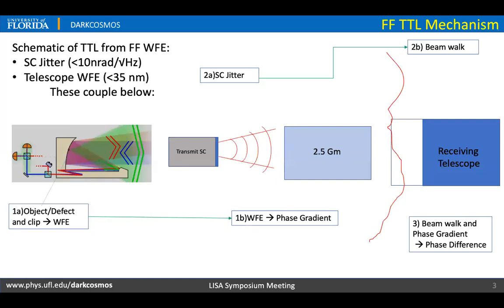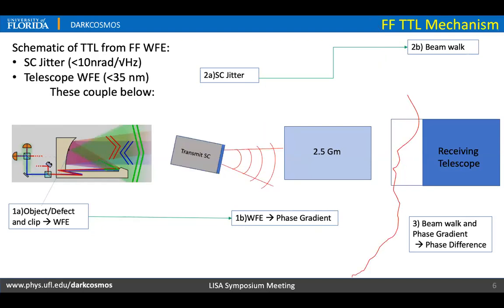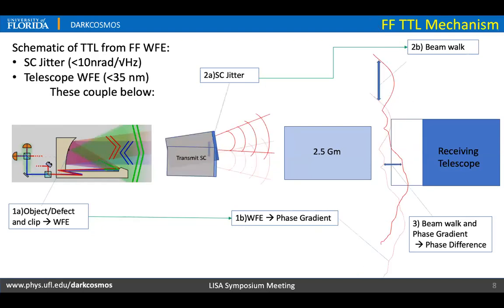Here, we see a schematic of how tilt-to-length comes about in the TX beam. We have some wavefront error under lambda over 30 that propagates out and contributes to a non-spherical wavefront. As our spacecraft jitters at up to 10 nanoradians per square root hertz, perturbations in the wavefront travel up to 25 meters in the far field, walking across the receiving telescope and giving us unintended length signals.